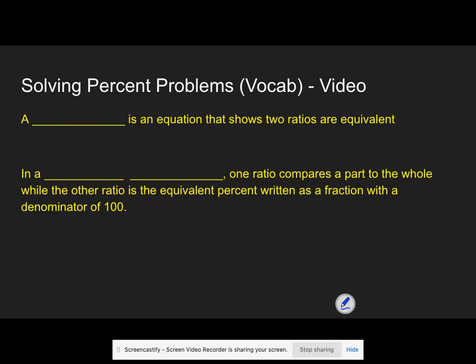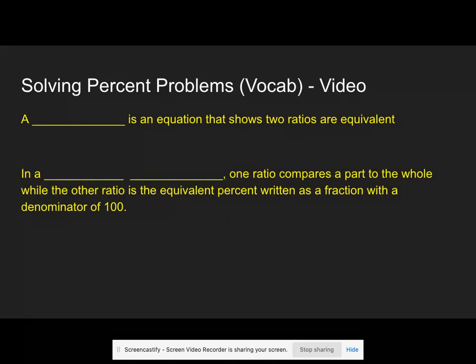In a percent proportion, one ratio compares a part to the whole, while the other ratio is the equivalent percent written as a fraction with a denominator of 100. So today you're going to have a fraction equals the percent over 100. And then we're going to use that to solve all of our problems.